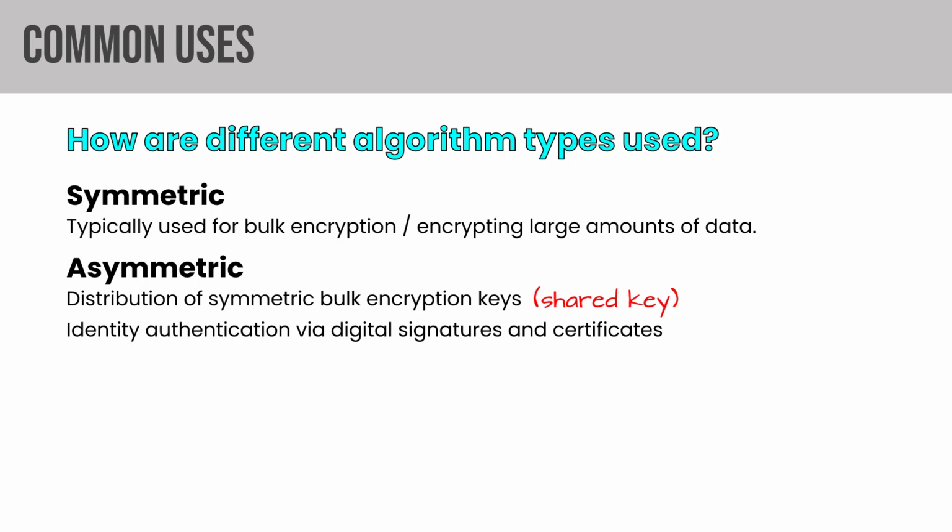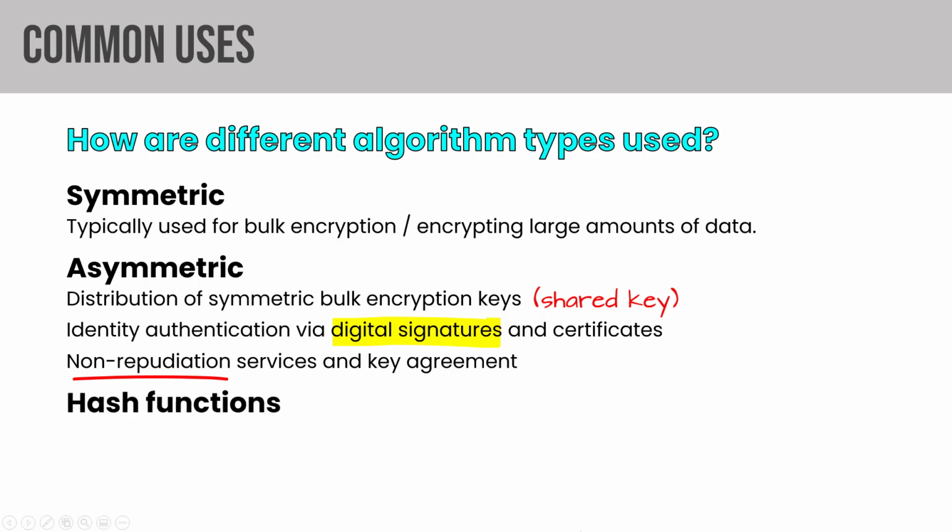Asymmetric encryption is used in identity authentication via digital signatures and certificates. It's used for non-repudiation services and key agreements. Non-repudiation means identifying an entity in an undeniable way. In the scenario of a message or a value being transmitted securely, non-repudiation makes the sender's identity undeniable.